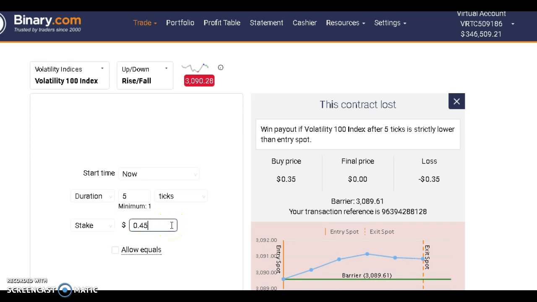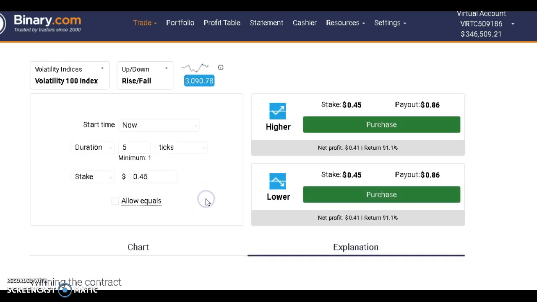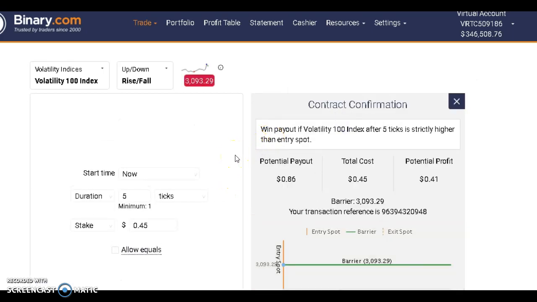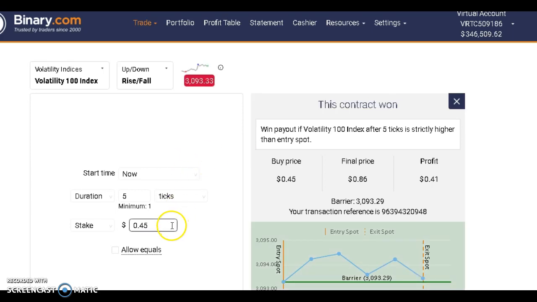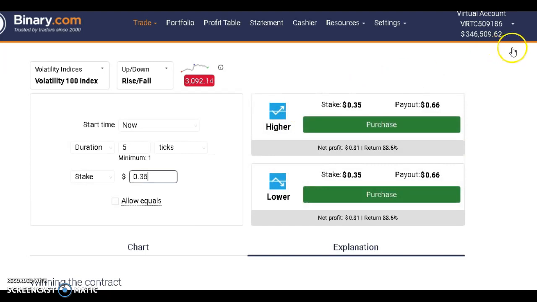Go to the second one. So if it doesn't make it, you go to the third one. But as a win, let's go back to the first one. 9.62 now.